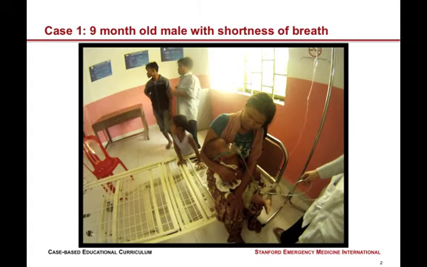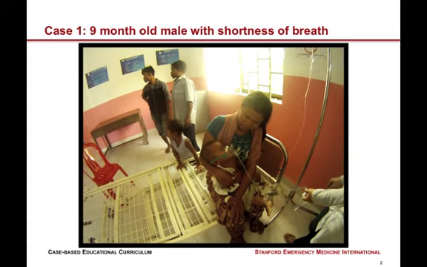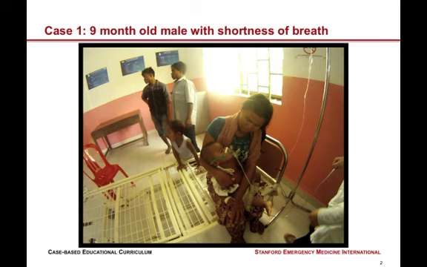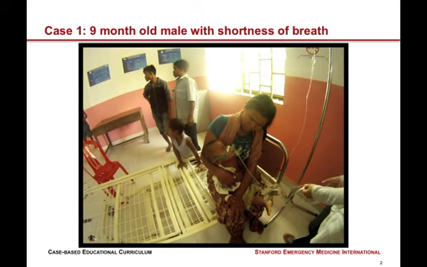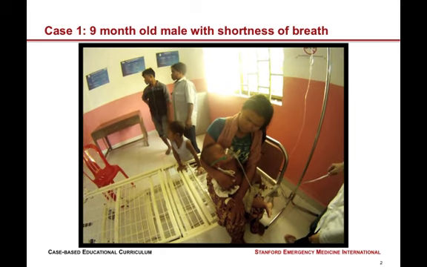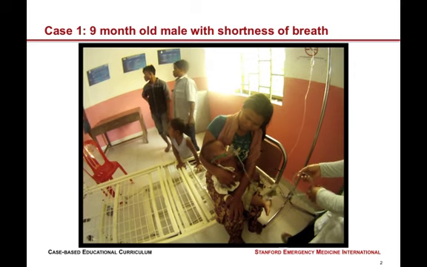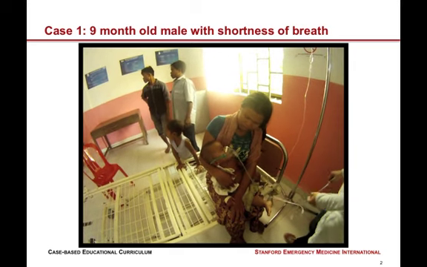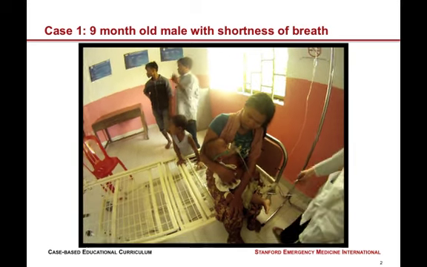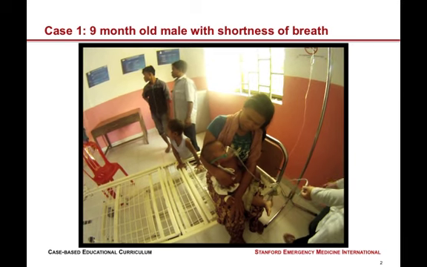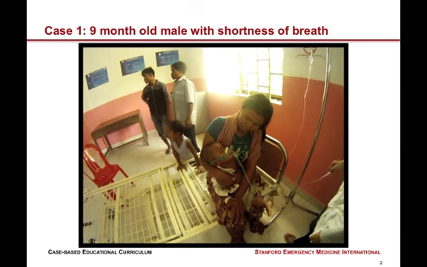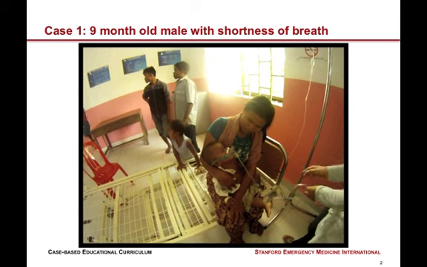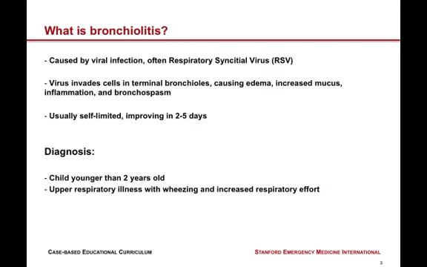Our first case is a 9-month-old male coming in with both shortness of breath and cough, and this is him and his mother. Notice the way his abdomen is moving and the noise he's making. This is a child with bronchiolitis.